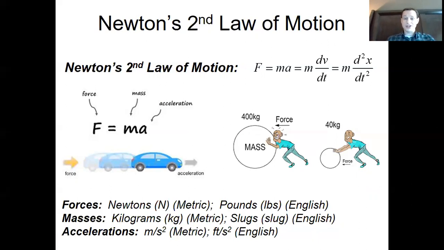Accelerations are meters per second squared if you're doing the metric system, or feet per second squared if you're doing the English system. Okay, so it's pretty straightforward. It just says that, hey, if you apply a force to an object with a mass m, it'll accelerate, and that makes sense. So if someone's just sitting there and you push on it hard enough, then it'll start to accelerate. So that is the relationship between force, mass, and acceleration.